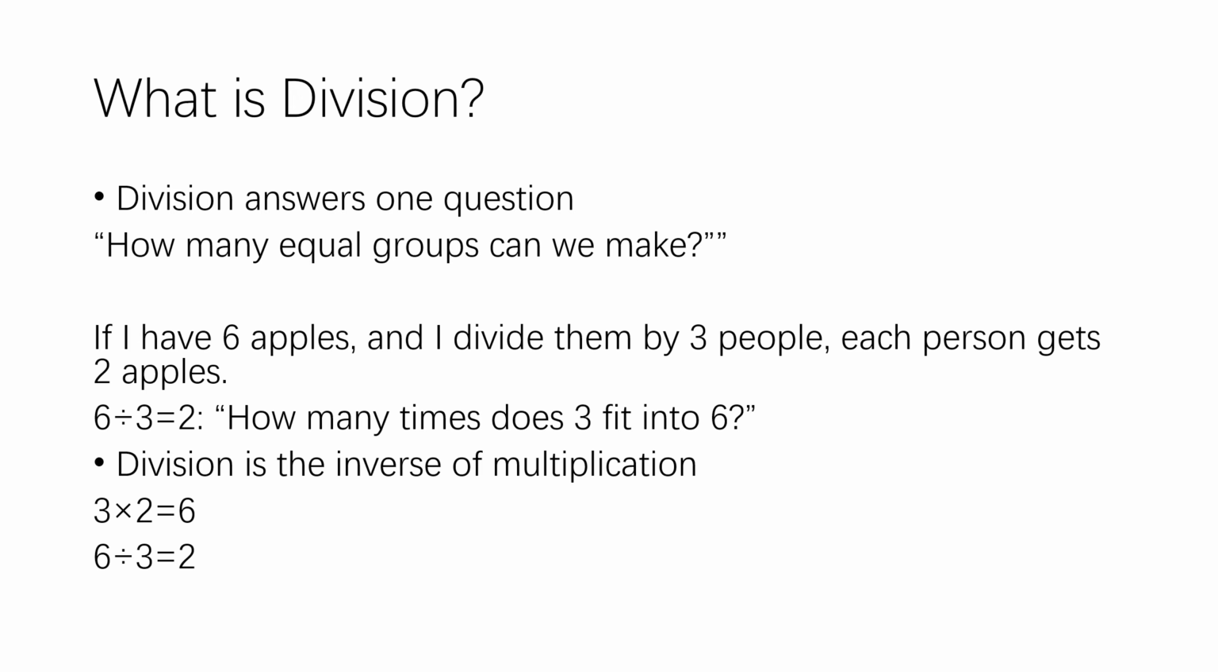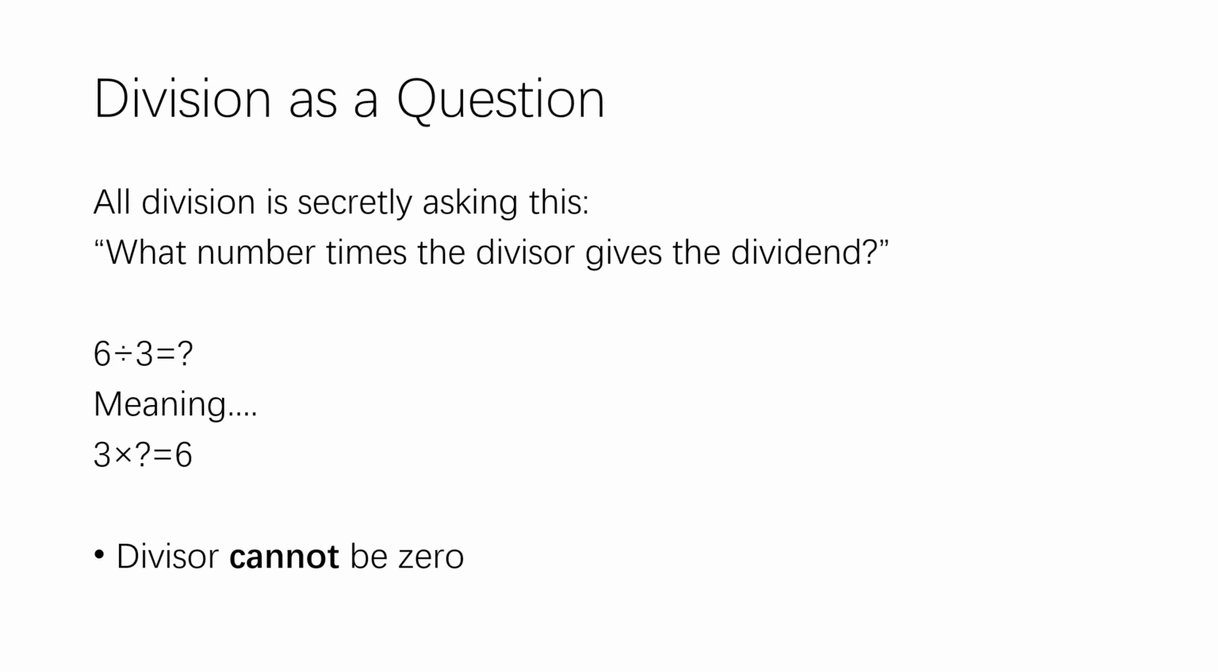Let's look at division as a question. Viewing it as a question means that all division is actually secretly asking this: what number times the divisor gives the dividend? Like 6 divided by 3 is equal to the quotient, which is 2, meaning 3 times the quotient is equal to 6. But the divisor cannot be 0.